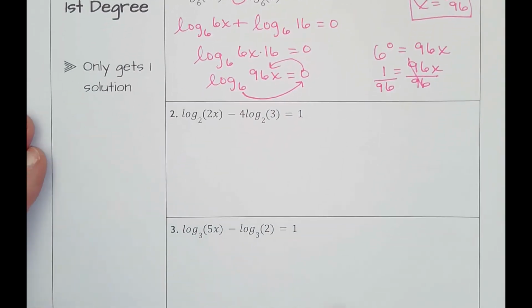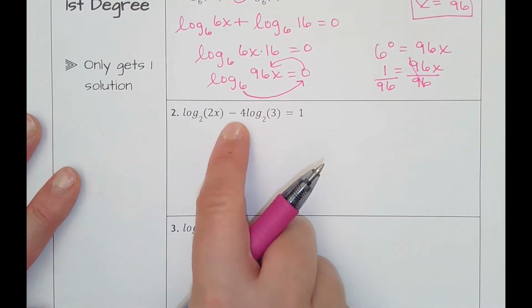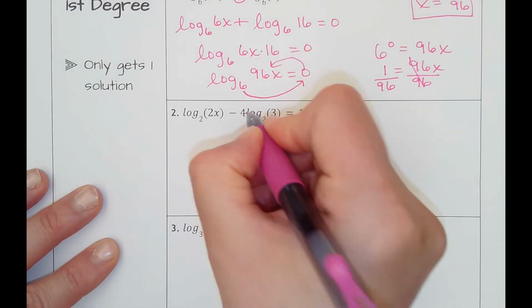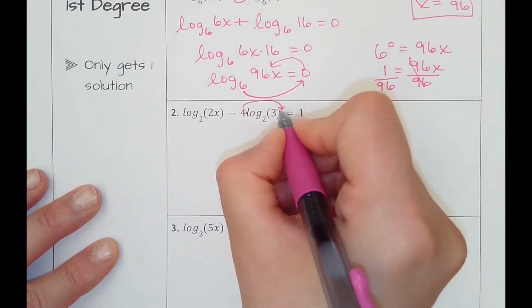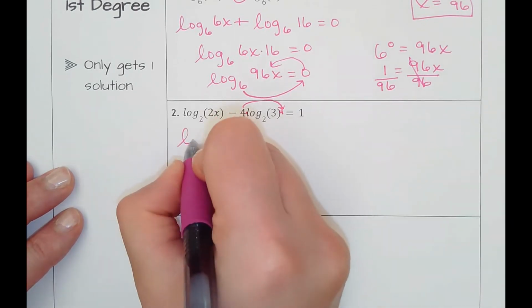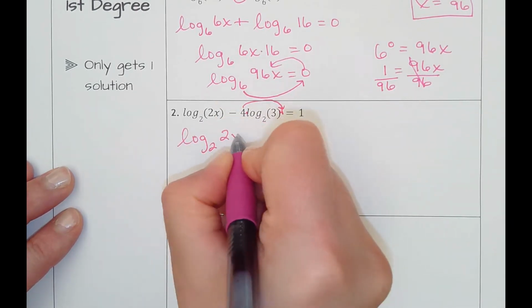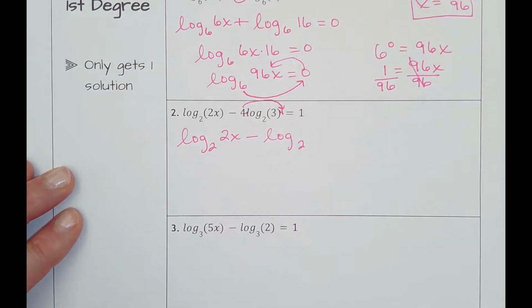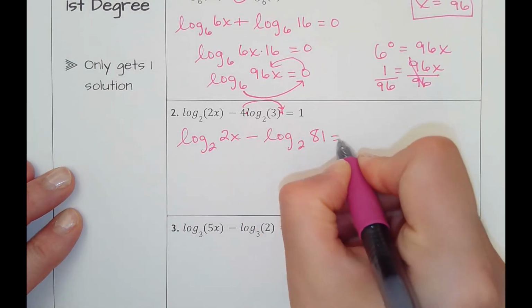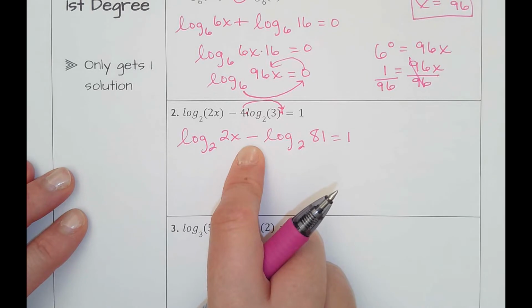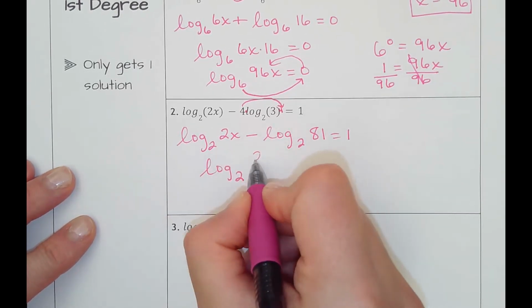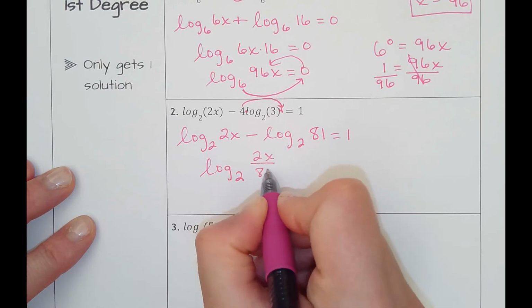Okay. Number 2, the only difference is we have subtraction. So again, scan out any multiplication. I see a 4 times my log, so we got to take care of that first. So this is really 3 to the 4th power. Have the log base 2 of 2x minus log base 2 of 3 to the 4th power, which is what, 81, equaling 1. Now we have subtraction, so let's combine them into a single log, base 2 with division, 2x divided by 81.